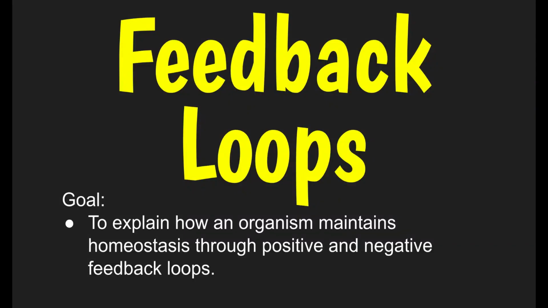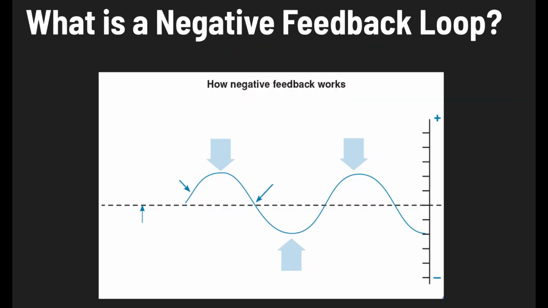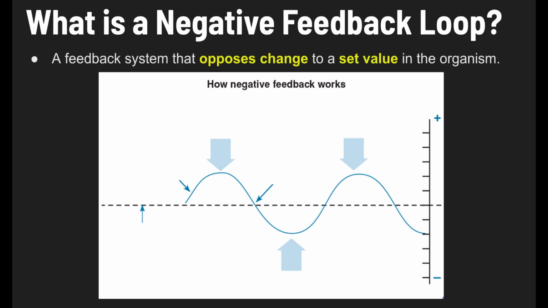Today we're going to talk about feedback loops, and the goal of this video is to explain how an organism maintains homeostasis through positive and negative feedback loops. First, what is a negative feedback loop? A negative feedback loop is a feedback system that opposes change to a set value in the organism.